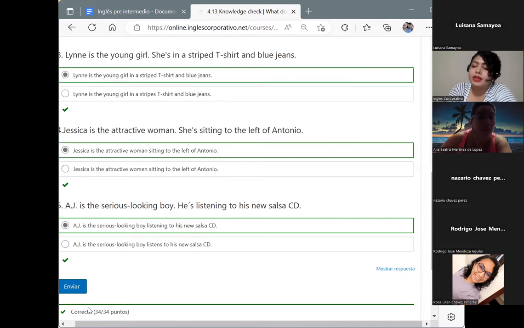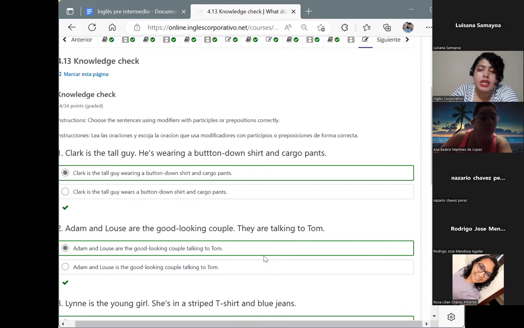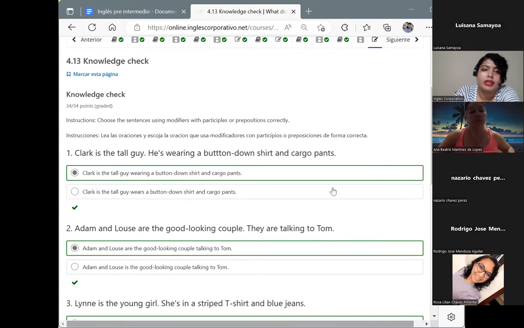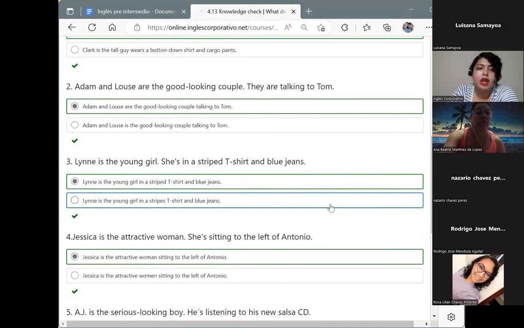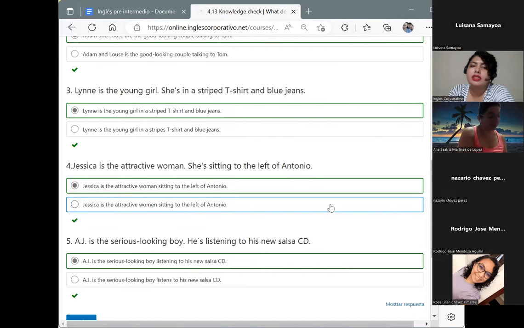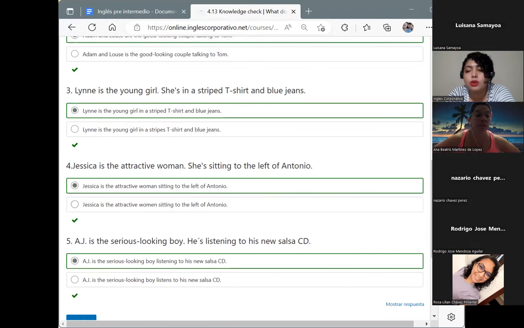Oh, wow, very well. Muy bien, excelente. Ahí están nuestras opciones y todas ellas están correctas. Number one, Clark is the tall guy wearing a button-down shirt and cargo pants. Number two, Adam and Luz are the good-looking couple talking to Tom. Number three, Line is a young girl in a striped t-shirt and blue jeans. Number four, Jessica is the attractive woman sitting to the left of Antonio. And the last one, AJ is the serious looking boy listening to his new salsa CD.